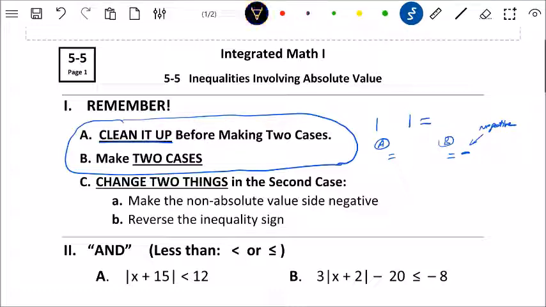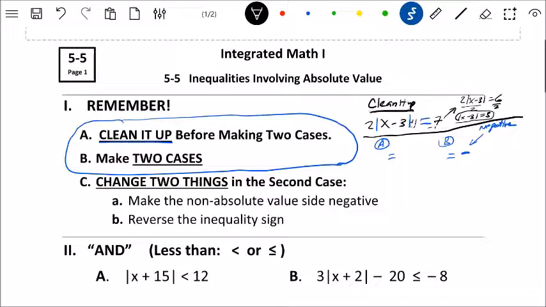As an example, let's say we had the absolute value of 2x minus 3, plus 1, equals, say, 7. Well, we'd have to subtract the 1, and then 2x minus 3 equals 6. Now we divide by the 2, and we would get x minus 3 equals 3. And that would be the one that we would use. That's the first thing you do: clean it up.